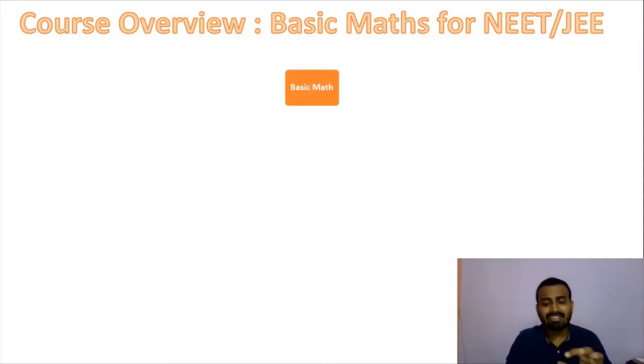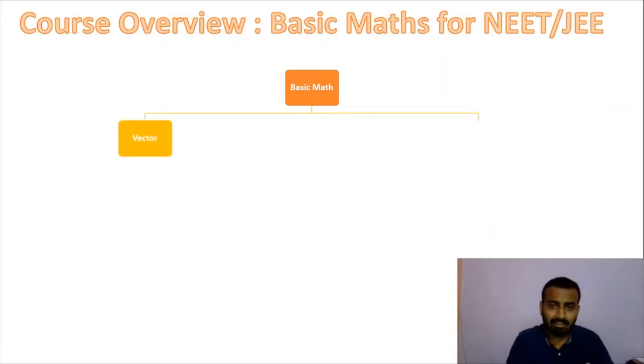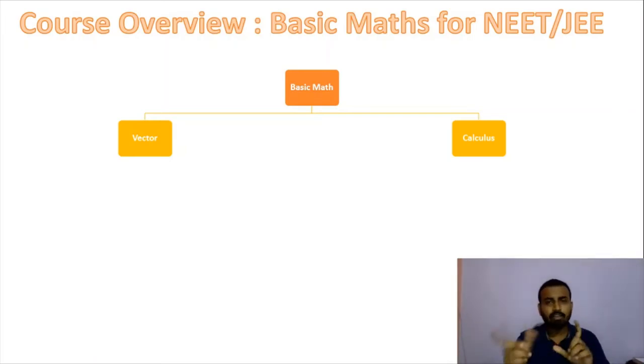Basic maths is basically divided into two. One is vectors and the other is the calculus part. Just leave behind the calculus part and let us focus on vectors. I think all of you must have heard of this thing, vector. There are basically two kinds of quantities, scalar quantities and vector quantities.